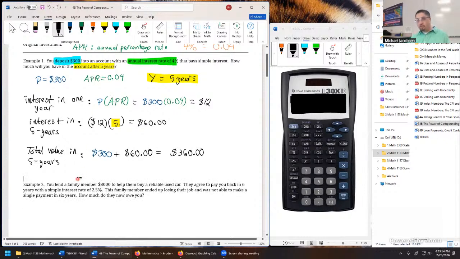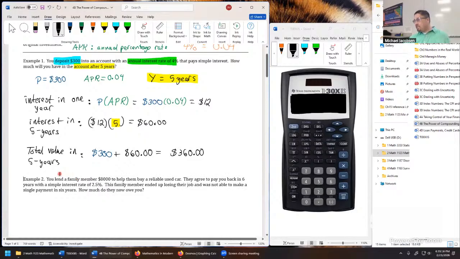This one has kind of more involved context. It says, you lend a family member $8,000 to help them buy a reliable car. Maybe this is for a younger sibling, something like that. You're feeling really charitable. You can imagine this happening in real life. They agree to pay you back in 6 years with a simple interest rate of 2.5%. So assuming they're possibly making payments, that was the goal. But the further drama in the problem is this family member ended up losing their job, was not able to make a single payment in 6 years.